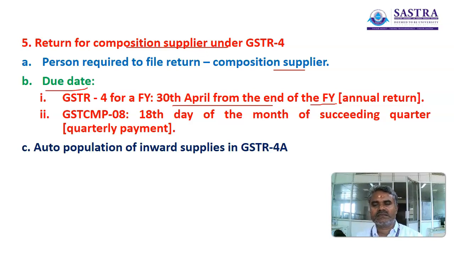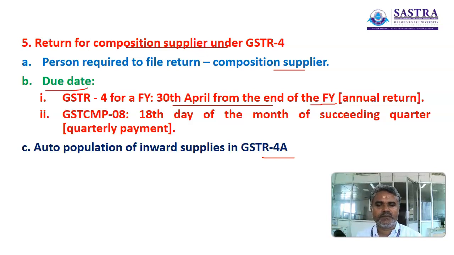Then GST CMP 08, form 08, due on the 18th day of the month of the succeeding quarter, for the quarterly payment. When you make the quarterly payment, it is the 18th day of the month of the succeeding quarter. That is very, very important. Then auto population of inward supplies in GSTR 4A. So once you file GSTR 4, the 4A will be auto populated. Okay.